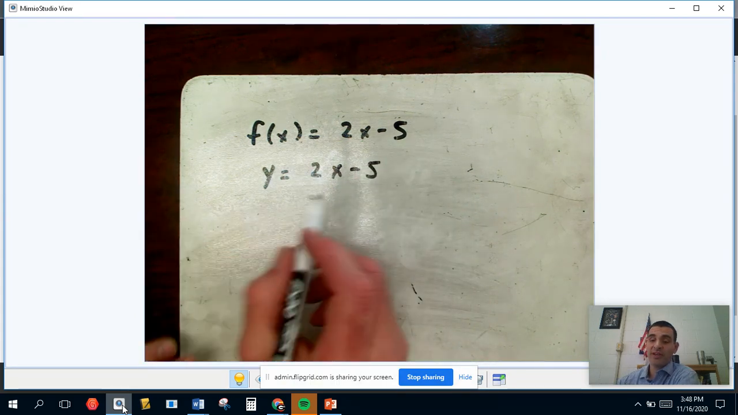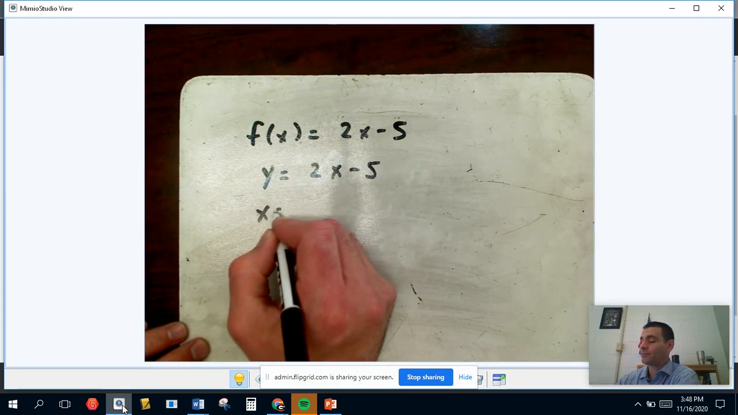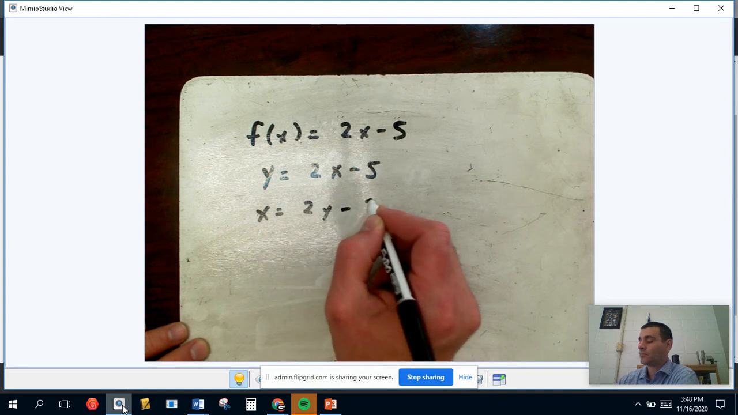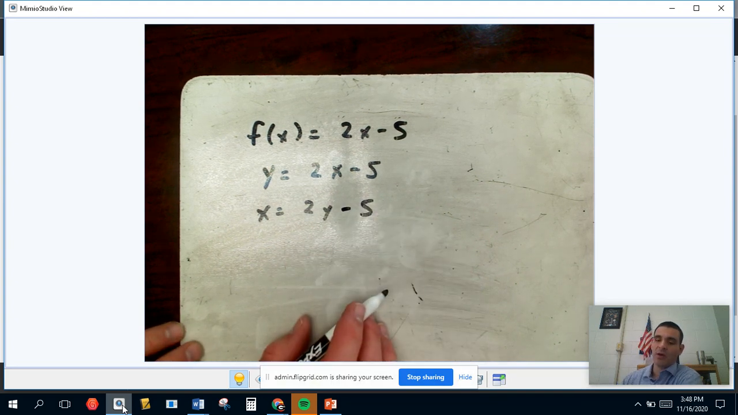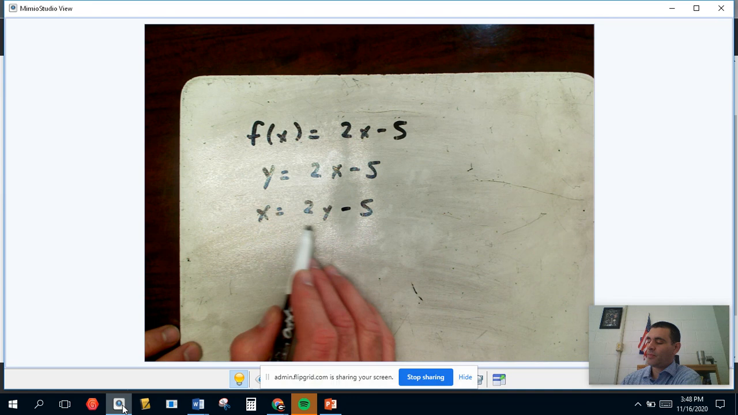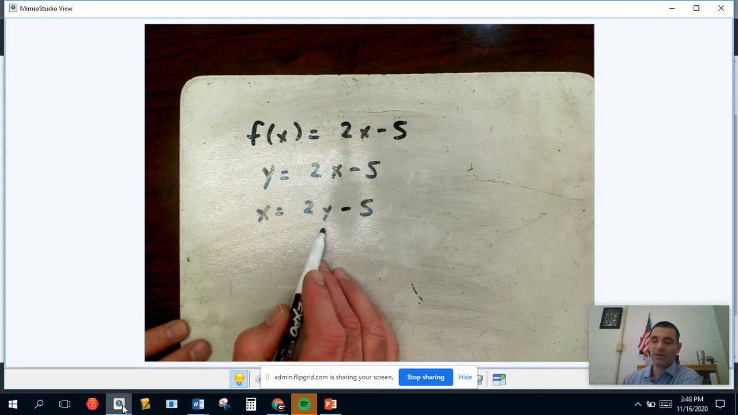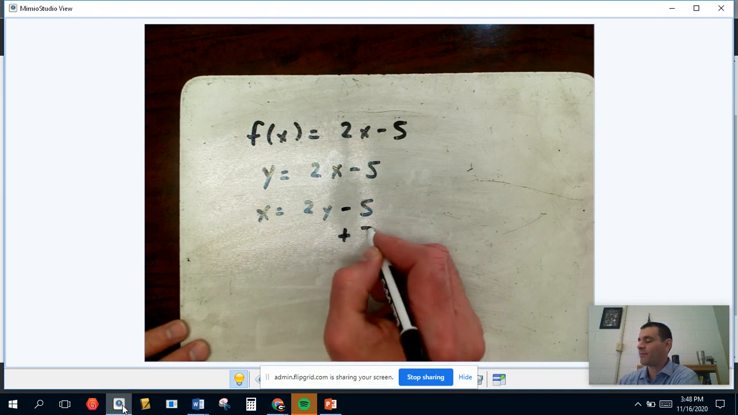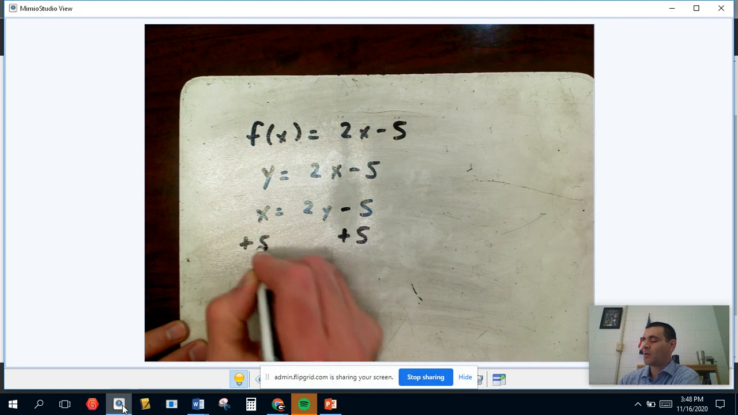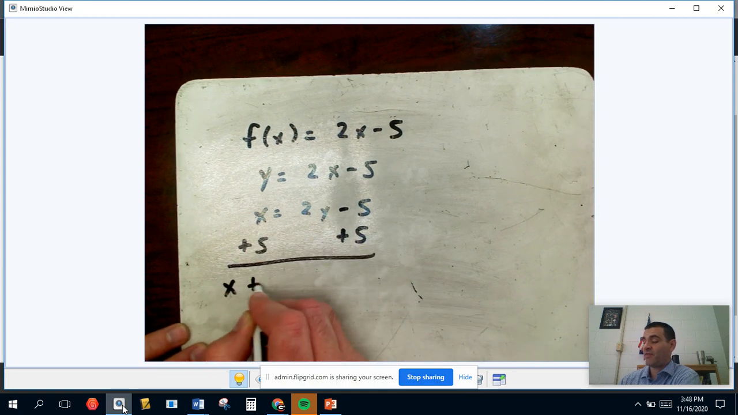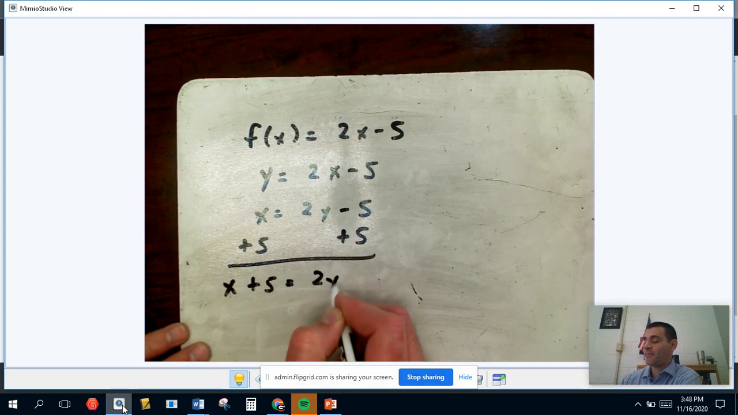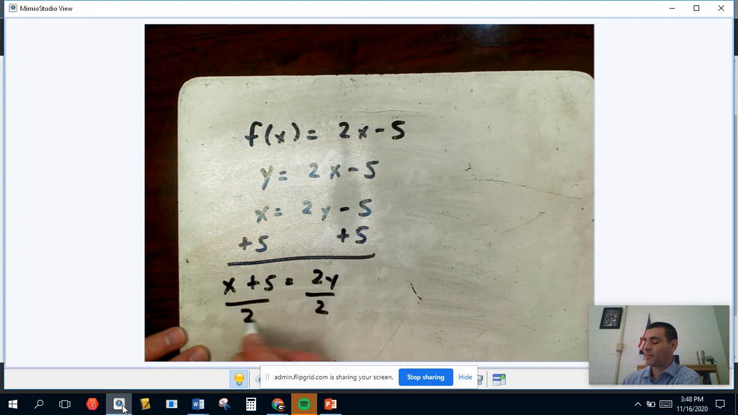We're then going to switch x and y. And we're then going to solve for this y. So get y by itself. I'm going to add 5. So it's just x minus 5 on the left, 2y on the right. Divide by 2.